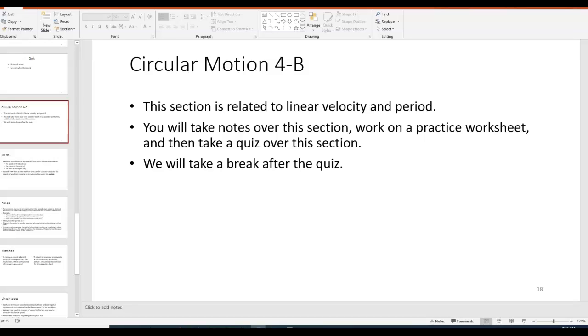Okay, so this video is going to be over circular motion 4B, and this is going to be our last video for this semester of summer school. Yay! And this section has to do with what's called linear velocity or linear speed and period, and we're going to be combining equations in this section with the equations over centripetal acceleration and centripetal force that we saw before.